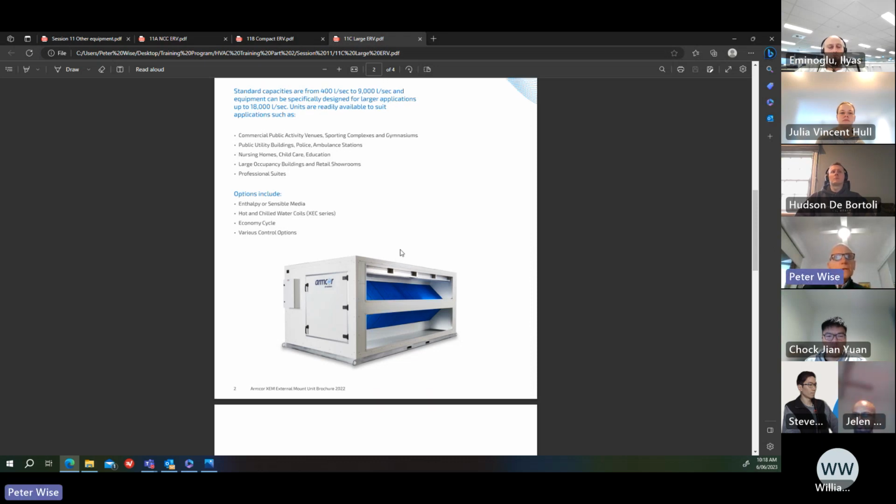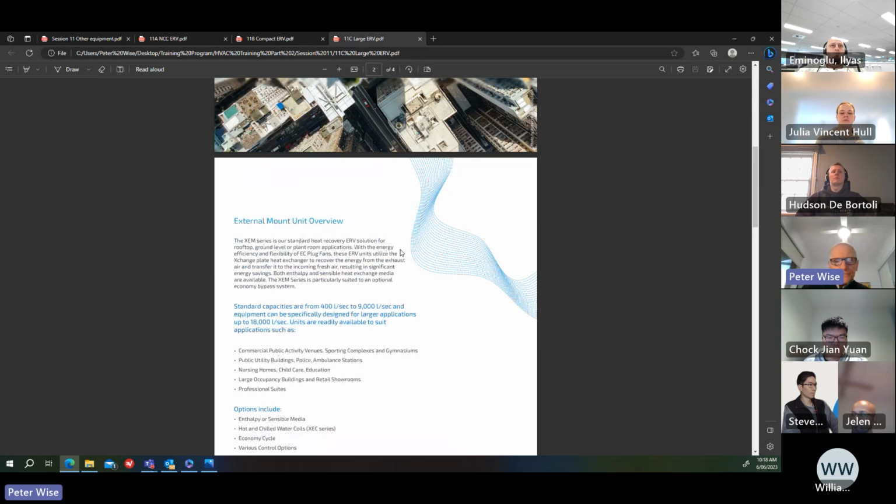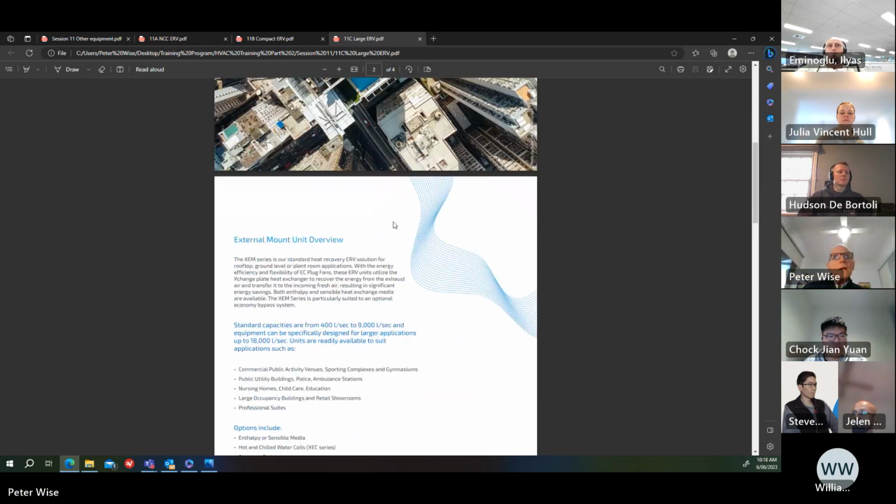The rotary heat wheel, I haven't actually got a picture of that, but it's a big wheel. There's a separation in the unit between incoming and outgoing. You can probably Google it.